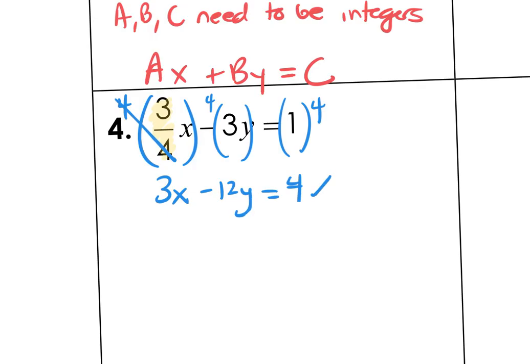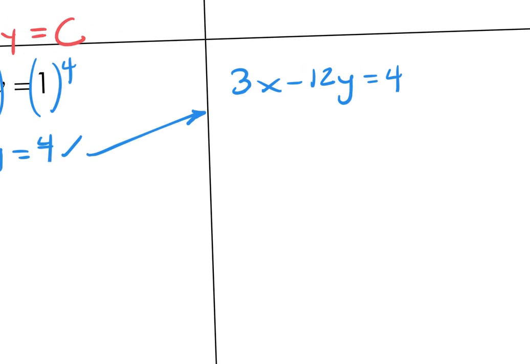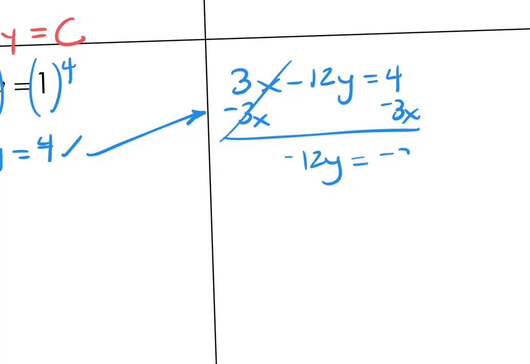Okay. So from there, I'm going to go ahead and take that equation and just slide it over here. 3x minus 12y equals 4. We'll go ahead and rewrite that into slope-intercept form. So slope-intercept form means I need to get y by itself. Jude, what should I move first? You should move the 3x. Good. So I'll do a minus 3x on both sides. That gives me a negative 12y equals negative 3x plus 4.